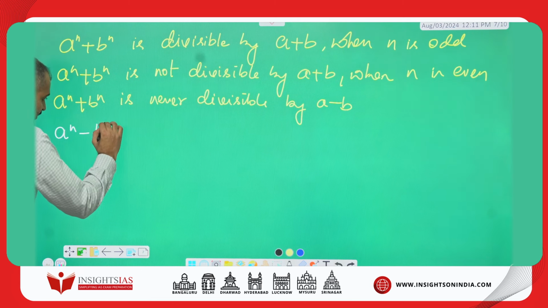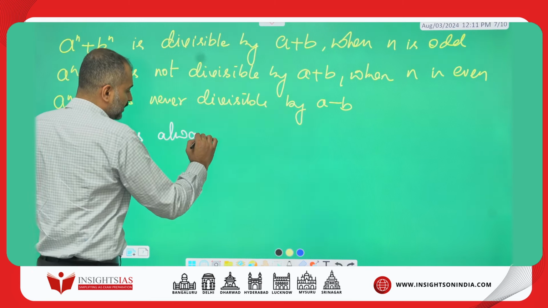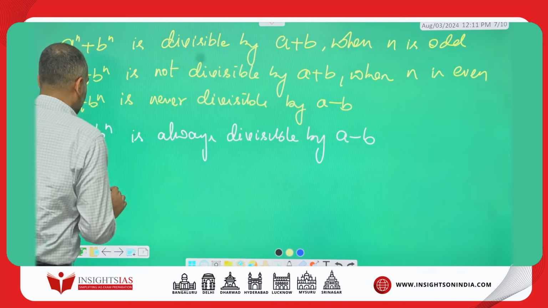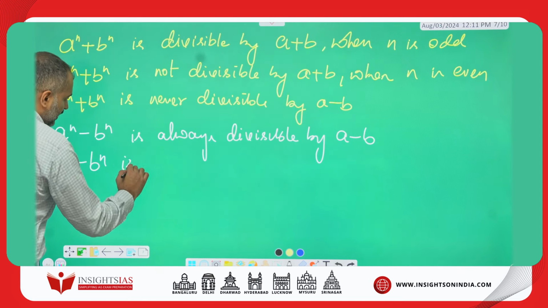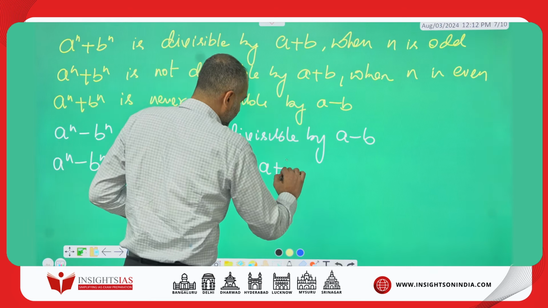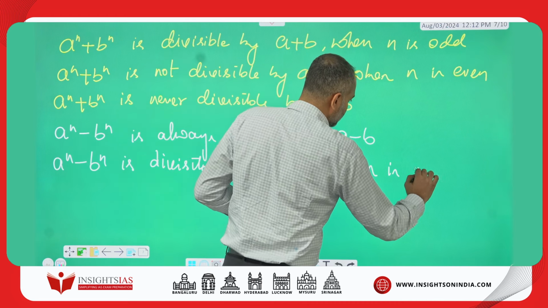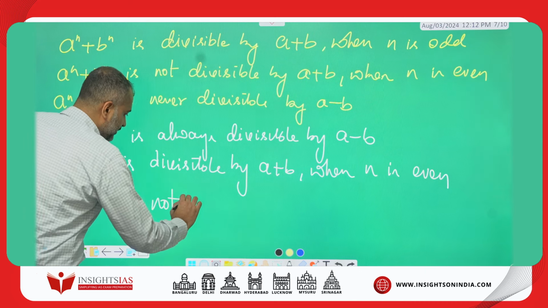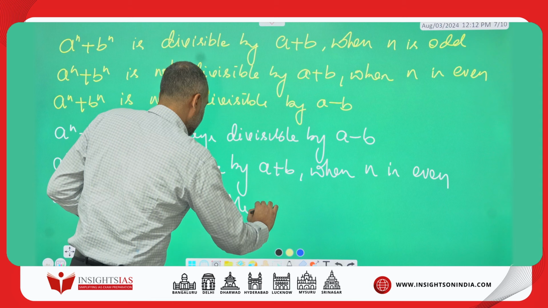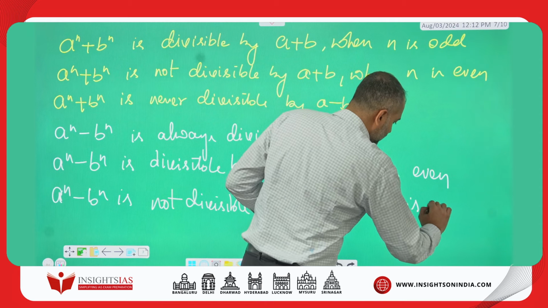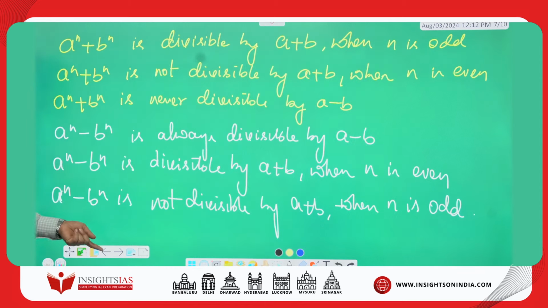Okay. a power n minus b power n is always divisible by a minus b. a power n minus b power n is divisible by a plus b when n is even. a power n minus b power n is not divisible by a plus b when n is odd. Okay, these are the common factors of division. Make this list. Using this, we can solve that one easily.